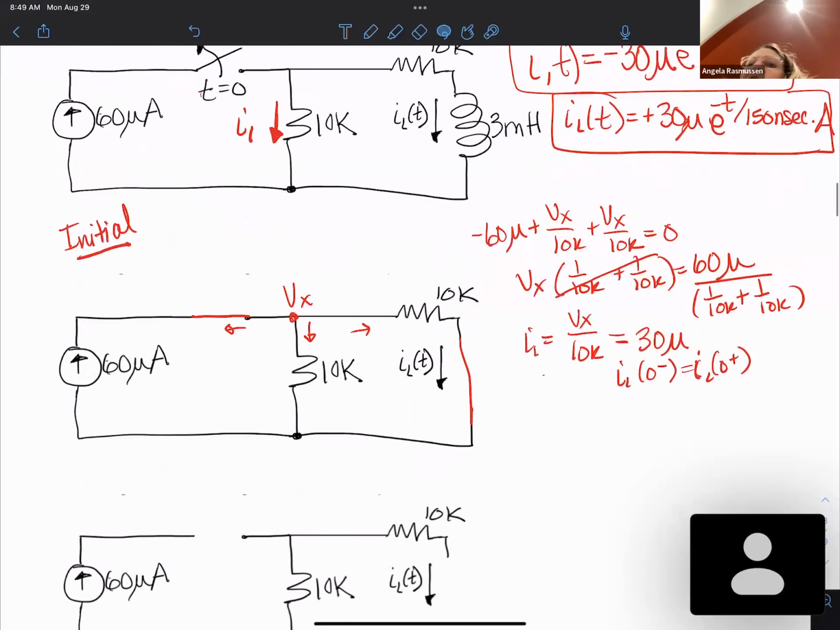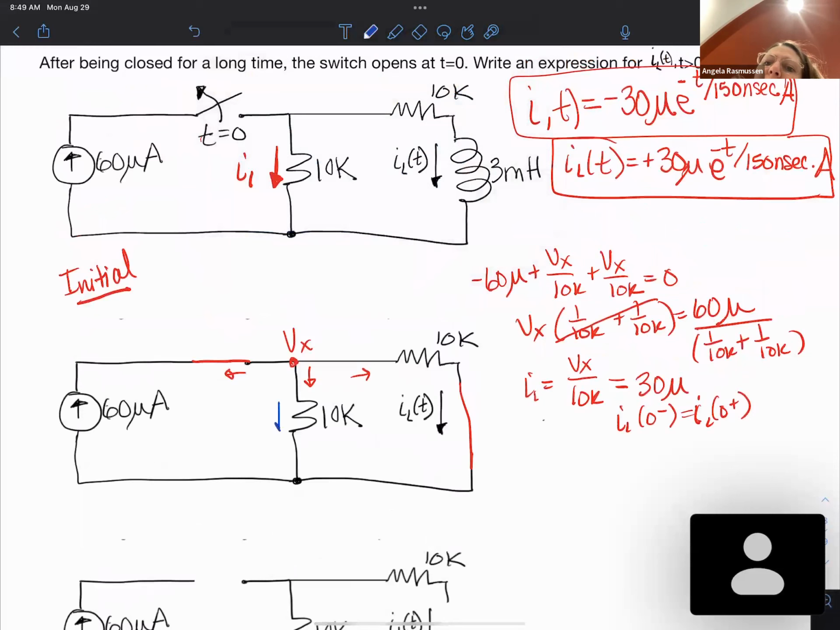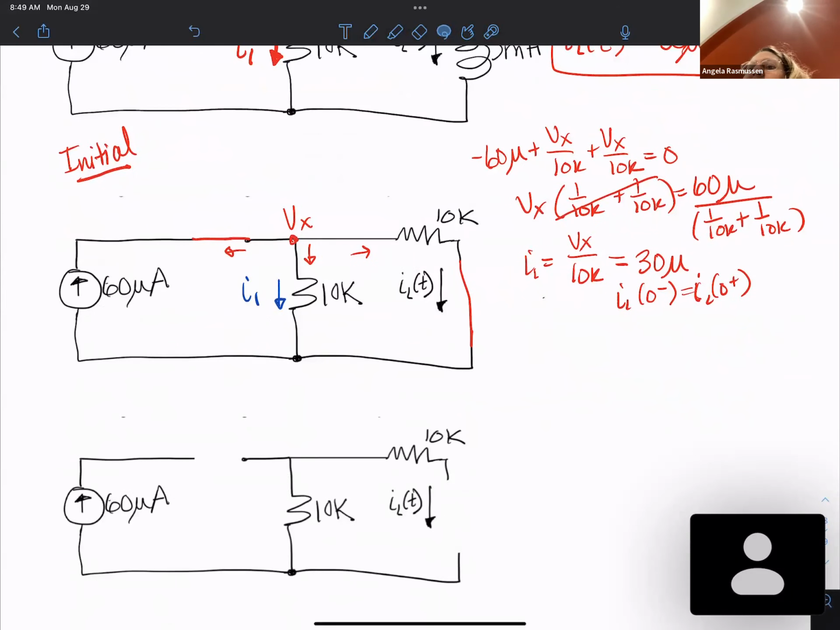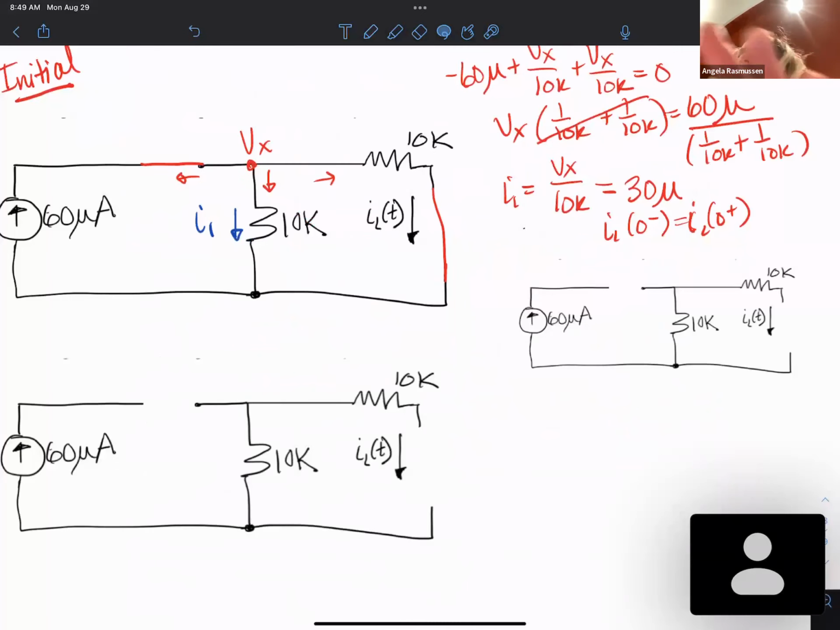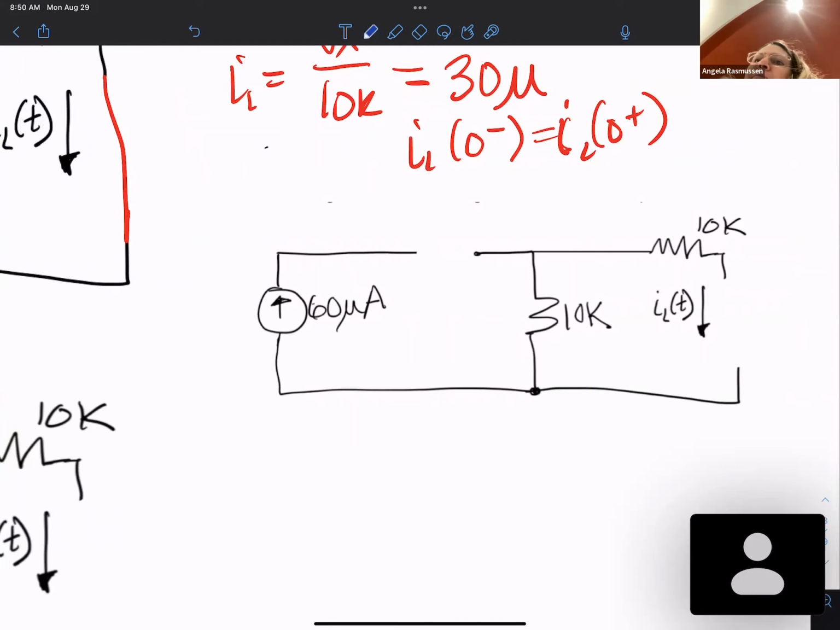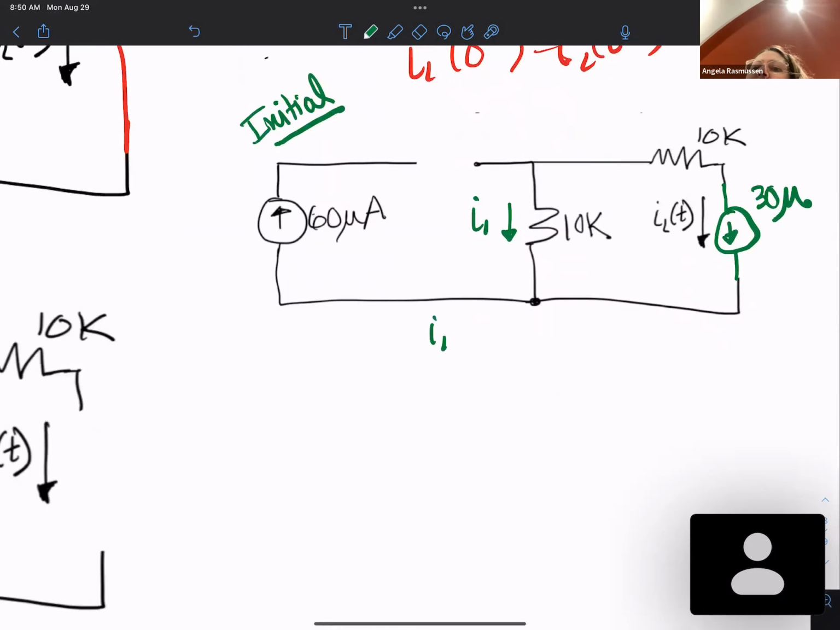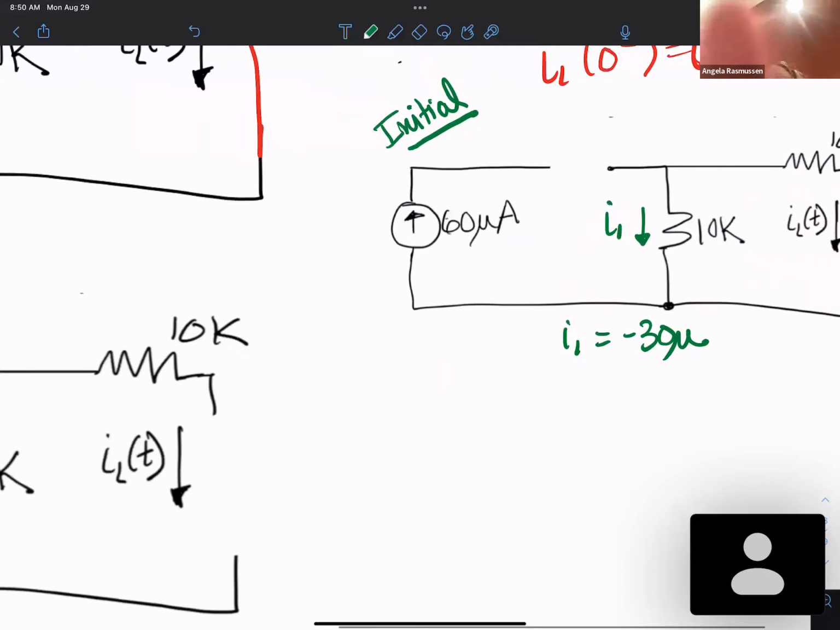So say I was looking for instead this I1. I would need to use this circuit, and then I would replace the current here by this 30 micro. And this would be my initial circuit to find any other voltage or current in this circuit. So here would be my I1 value. And so I1 initial would be just minus 30 micro. That makes sense? Okay.